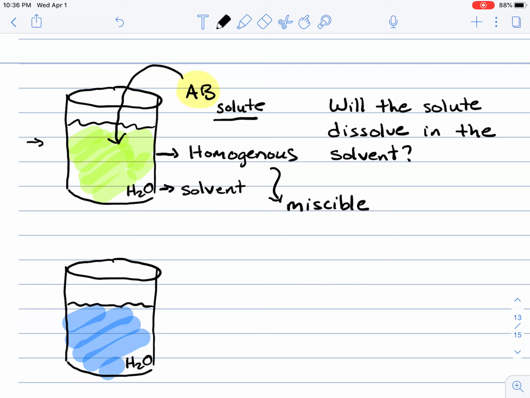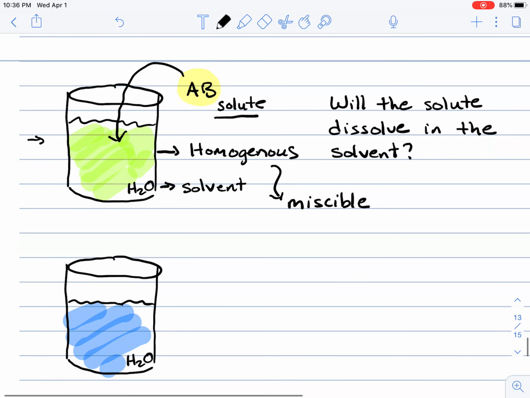And so if our solute is miscible in this current solvent, then all of the particles of AB will evenly distribute themselves throughout this beaker.